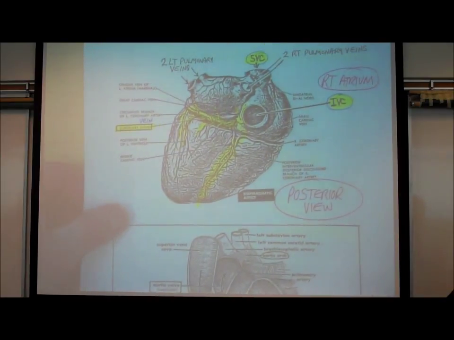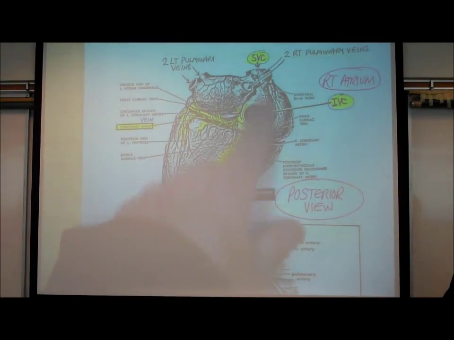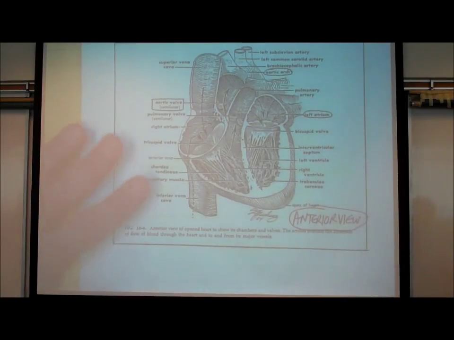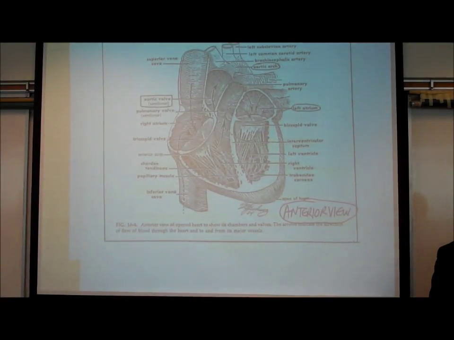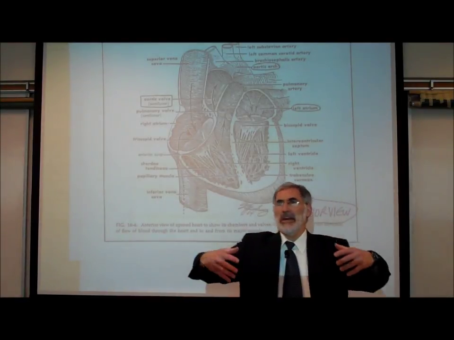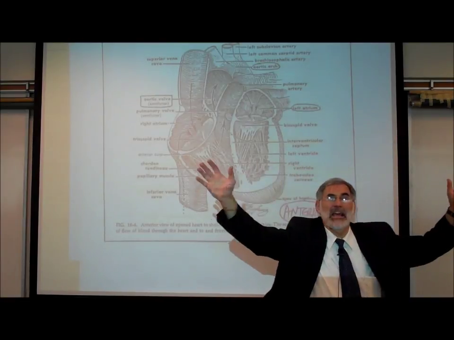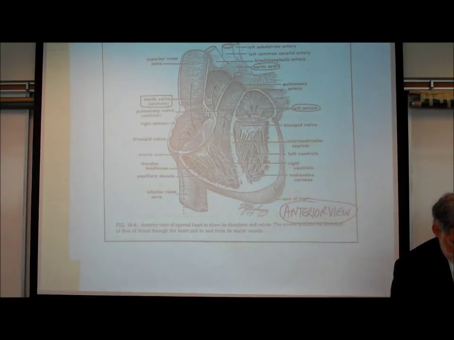Let's look on this handout we gave you. We saw the 3 veins that bring blood into the right atrium. And now I want to look at the bottom picture. This is an anterior view. What does that mean? It's the front side. So when you're looking at somebody from the front, not from the back, their right and left is opposite of your right and left.